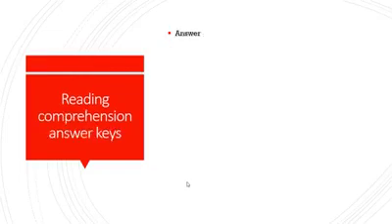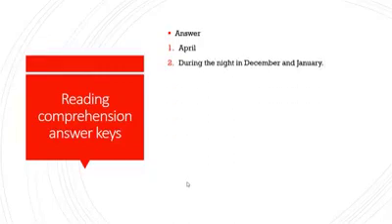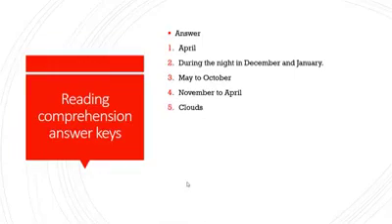Alright, everyone, now let's go to the comprehension answer key. Answer number 1 is in April, so the hottest month is in April. And number 2, the coldest time is during the night in December and January. Number 3, the rainy season happens from May to October, and the dry season is from November to April. Number 5 is the clouds that bring down the temperatures during the rainy season.